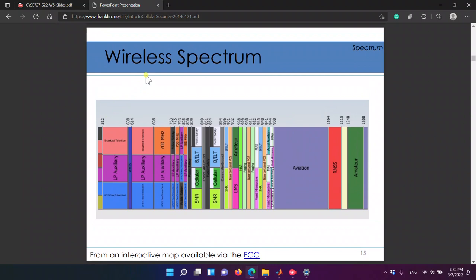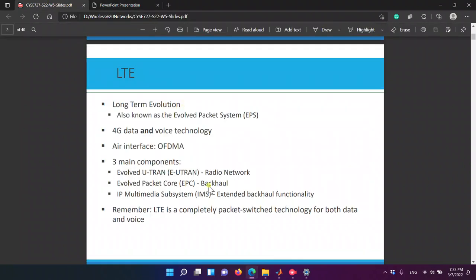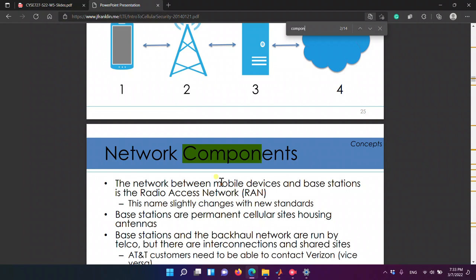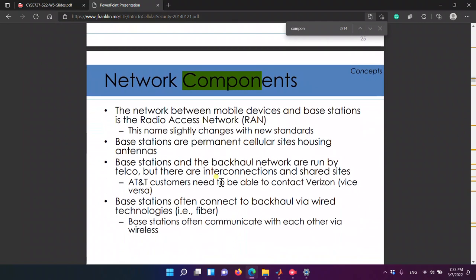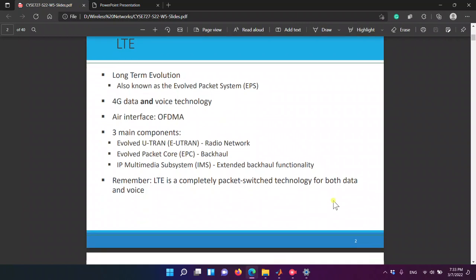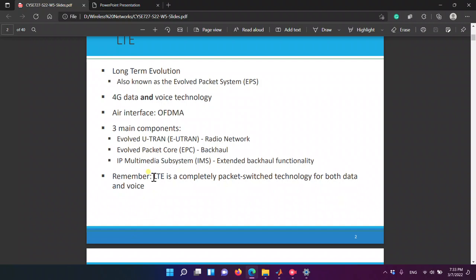This slide is just explaining what each frequency is used for. Okay, so we didn't find the components. Let's try to search. So the components are, okay, these are kind of different. Alright, so we have the evolved UTRAN radio network, the backhaul, and the extended backhaul functionality.